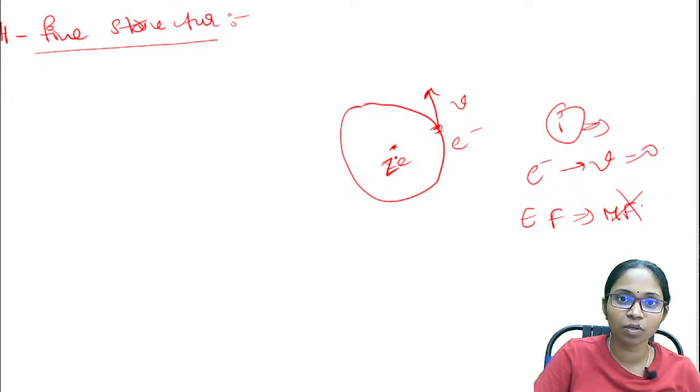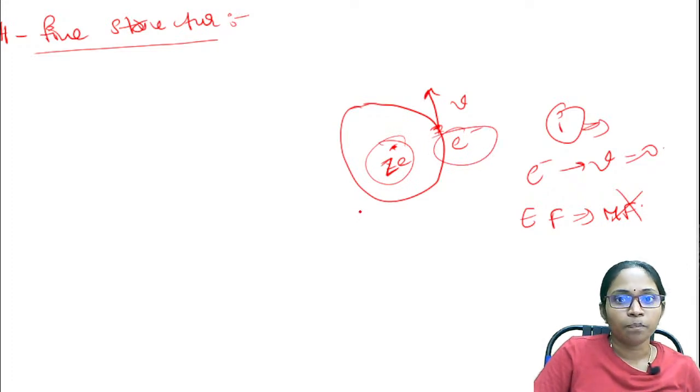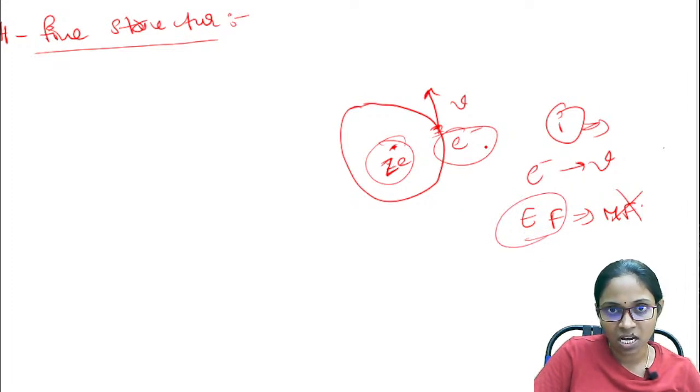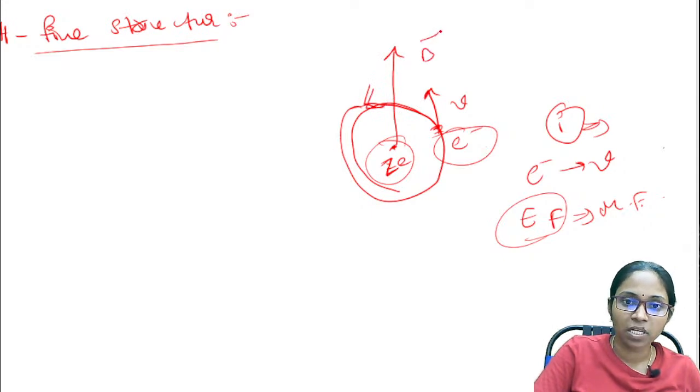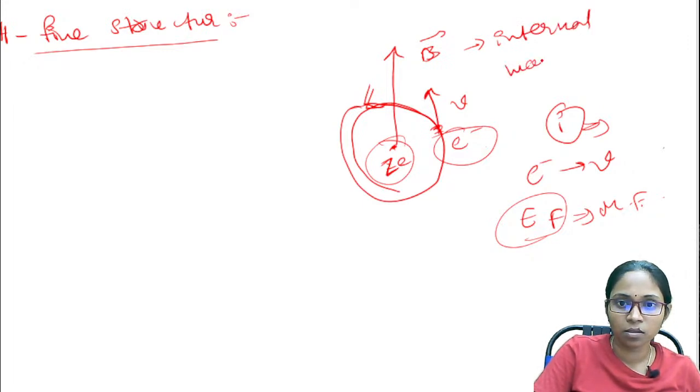There will be only electric field because of this nucleus and this negative charge, that is electron. As the electron is moving with velocity v, we have the electric field because of the nucleus as well as the electron. Therefore, we also have the magnetic field. If this is the direction of the motion of the electron, this will be the direction of this magnetic field. This magnetic field is an internal magnetic field.